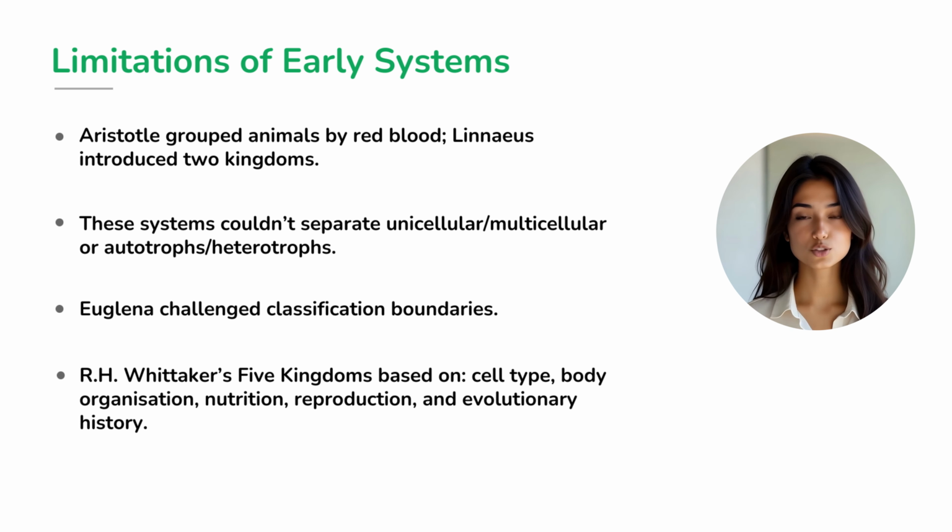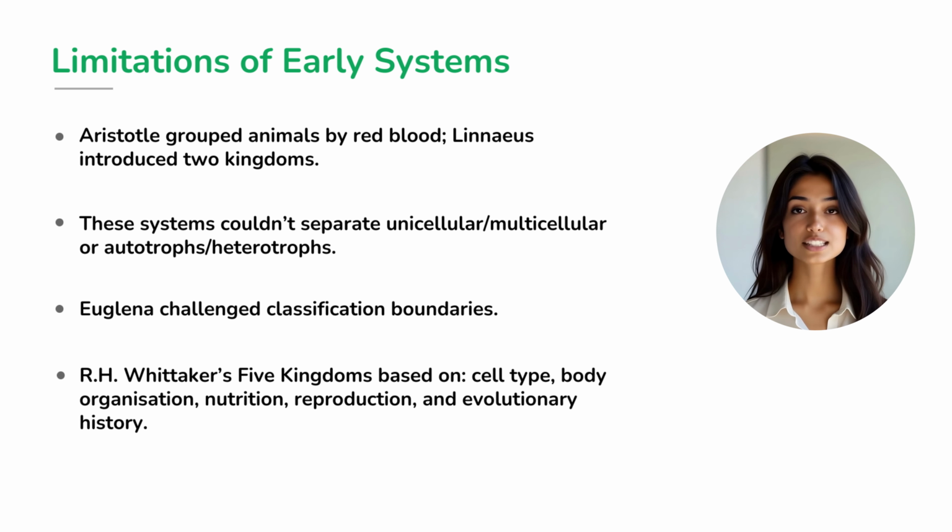Linnaeus introduced a two-kingdom system, Plantae and Animalia. It was a major step forward, but not enough. The problem? It didn't separate simple and complex cells or unicellular from multicellular life, or even autotrophs from heterotrophs. Where would we place an organism like Euglena that behaves both like a plant and an animal?